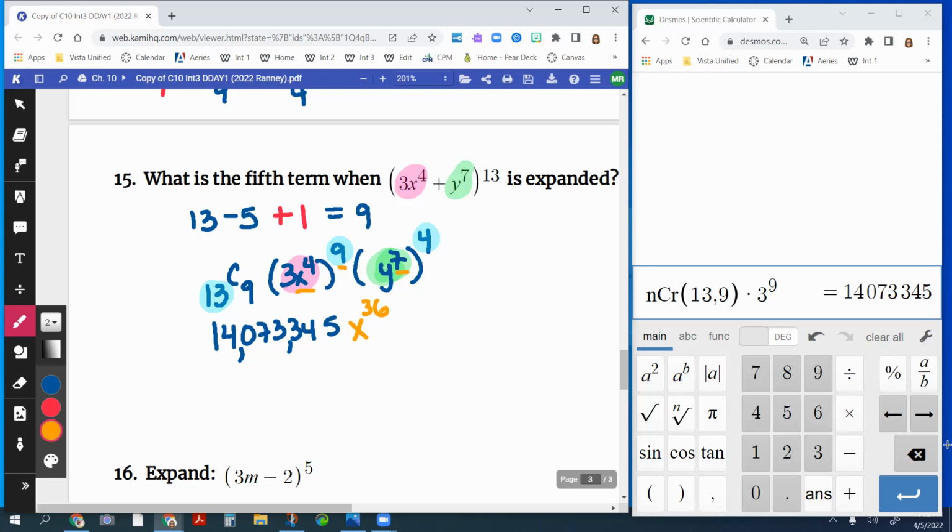And then I'm going to do power to power here. So that's going to be y to the 28th. And that's what the 5th term would have been if we expanded this.